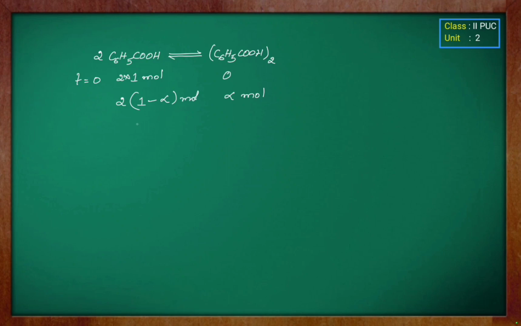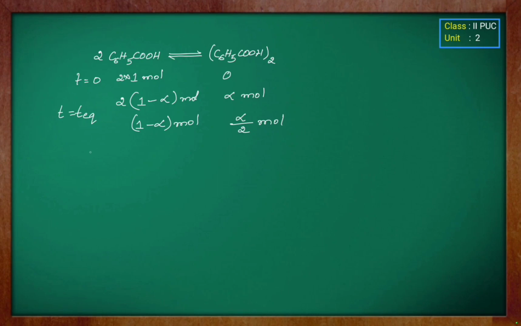So if I consider this concentration as 1 minus alpha moles, then the concentration of dimer would be alpha divided by 2 moles. So an equilibrium will be established at this stage. So when time t is equilibrium, we have 1 minus alpha moles of benzoic acid which is undergoing association and forming alpha by 2 moles of dimer.